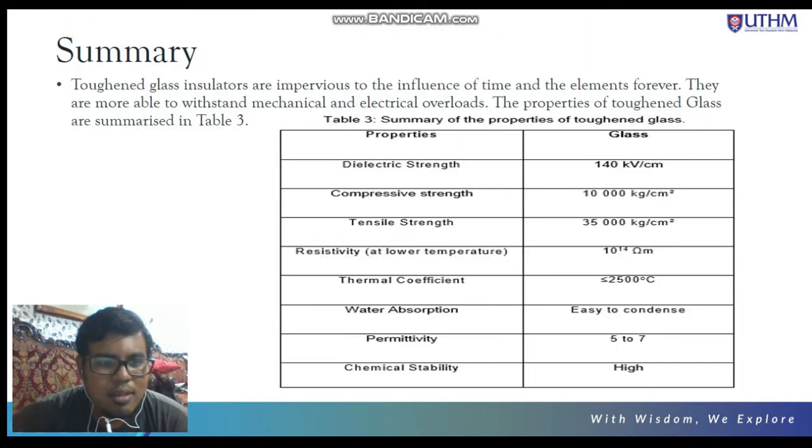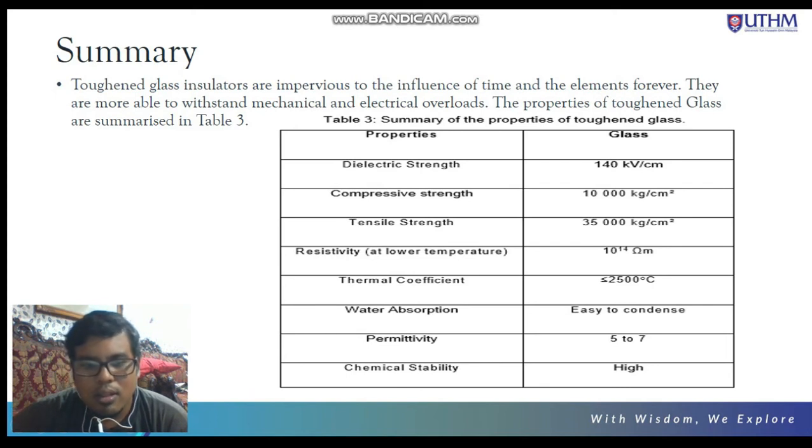Alright, the next is the summary. The total summary is that glass insulators are impervious to the influence of time and the elements forever. Alright, the properties of glass are summarized in table 3. We also have the properties of glass.